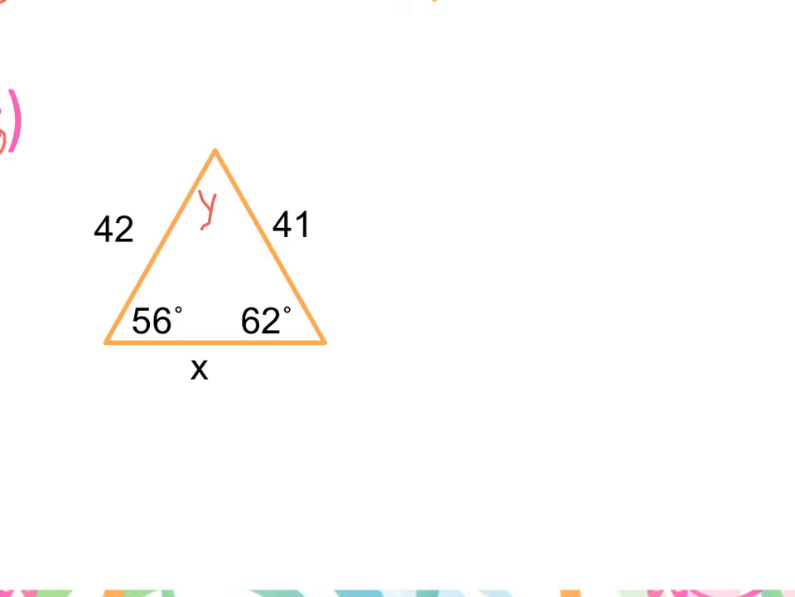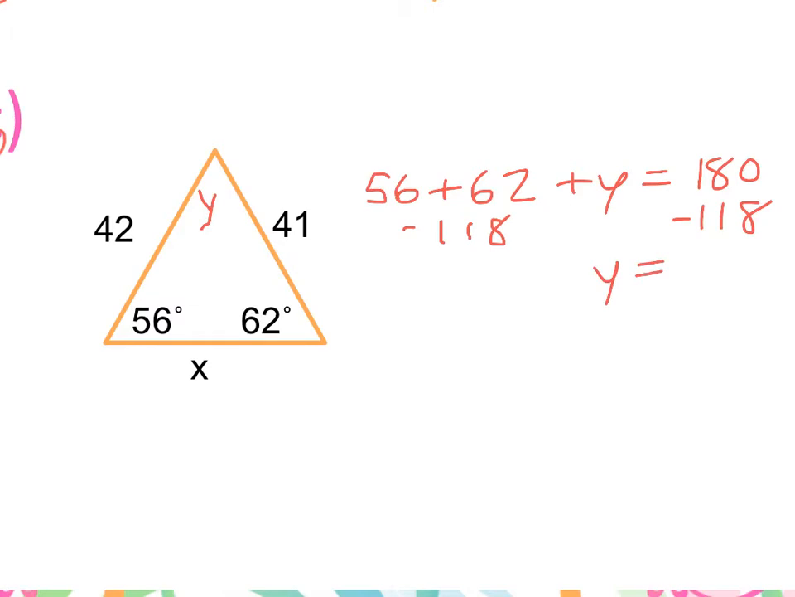So how do we find y, Mariana? 56 plus 62 plus y is equal to 180. So here we have 118. And what do we get for y? 62. So we can plug 62 back in here. So what type of triangle do we have? Isosceles. Because this angle here is equal to this angle. So what 2 sides do we know are going to be congruent?